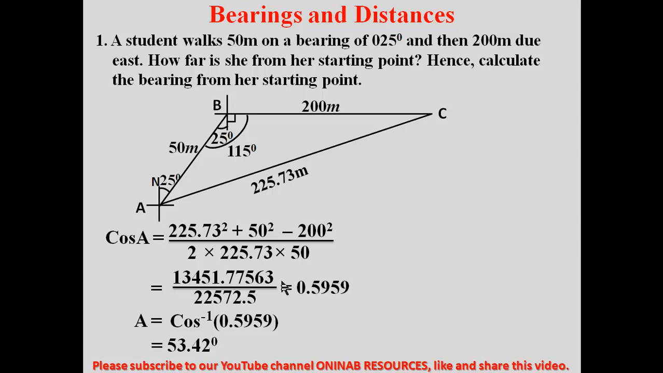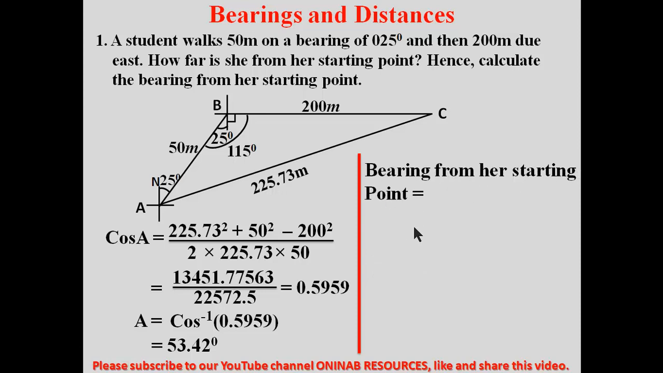So A is cos inverse of 0.5959, and from our calculator we have it as 53.42 degrees. So now the bearing from her starting point will be 25 plus 53.42 degrees, which will give us 78.42 degrees. Since we are giving it in 3-figure bearing, we add zeros before the number, or we can write it as compass bearing to be N 78.42 degrees E. So that is all for problem 1.